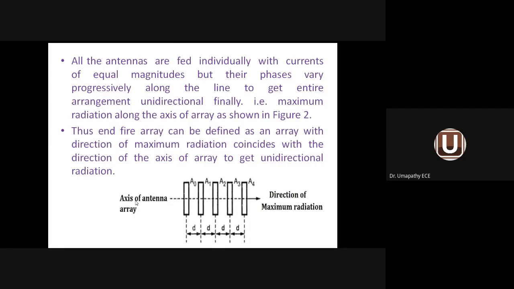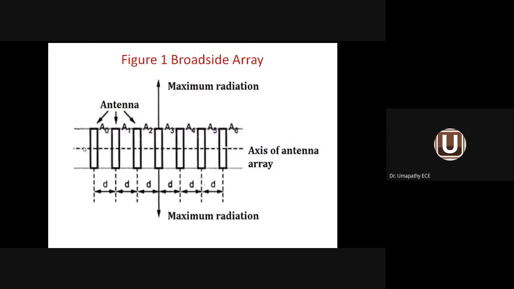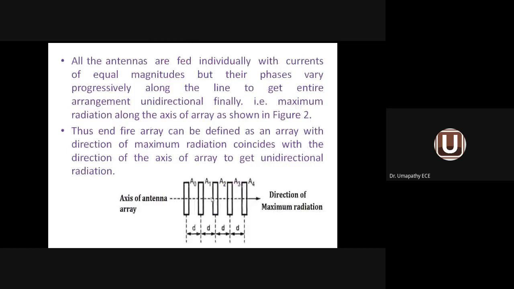Once again, I will show you the difference from the broadside array. You can see the broadside array, maximum radiation is coming perpendicular to the axis of the antenna array. But antenna elements are uniform in size, spacing between them is equal, amplitude also equal. Same thing applicable for end-fire array also. But there is only one difference. We are getting maximum radiation along the axis of the antenna array. So such an array is called end-fire array or EFA.